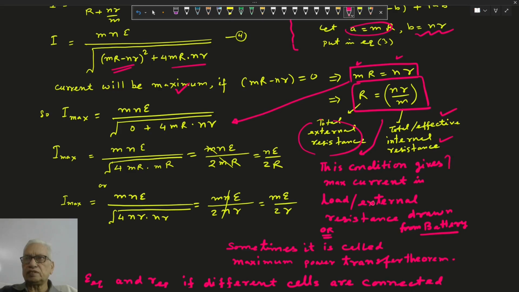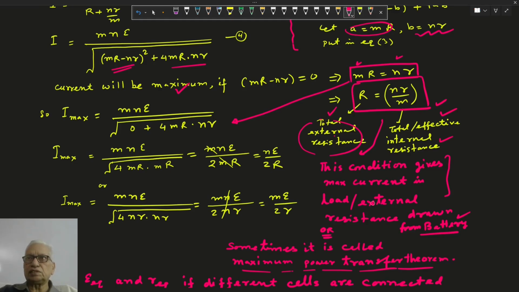This condition will give you the maximum power drawn by the load or external resistance from the battery. Sometimes it is called the maximum power transfer theorem. Maximum current and maximum power transfer theorem. What is this? This is the simple condition: total external resistance is equal to internal resistance. For maximum current, this part is 0, and it will become MNE/under root 4MR NR.